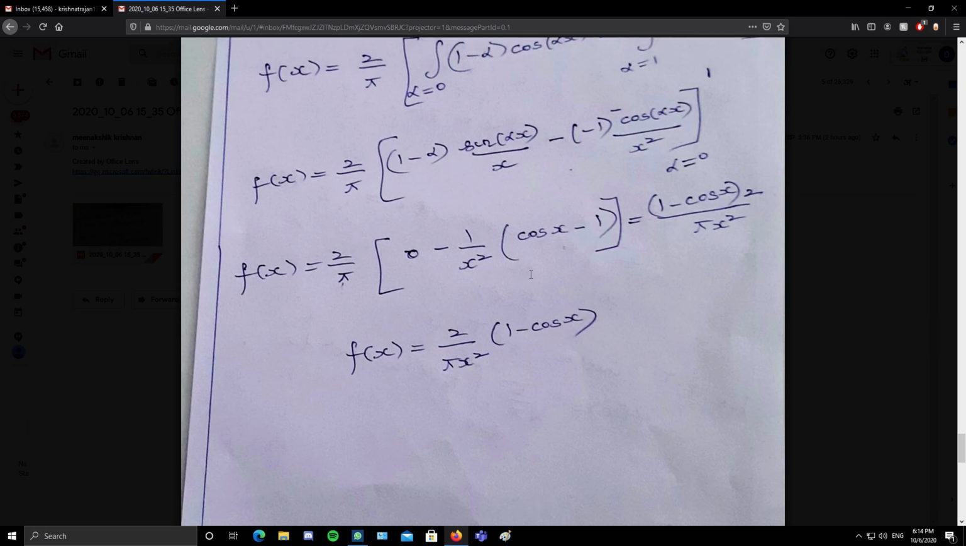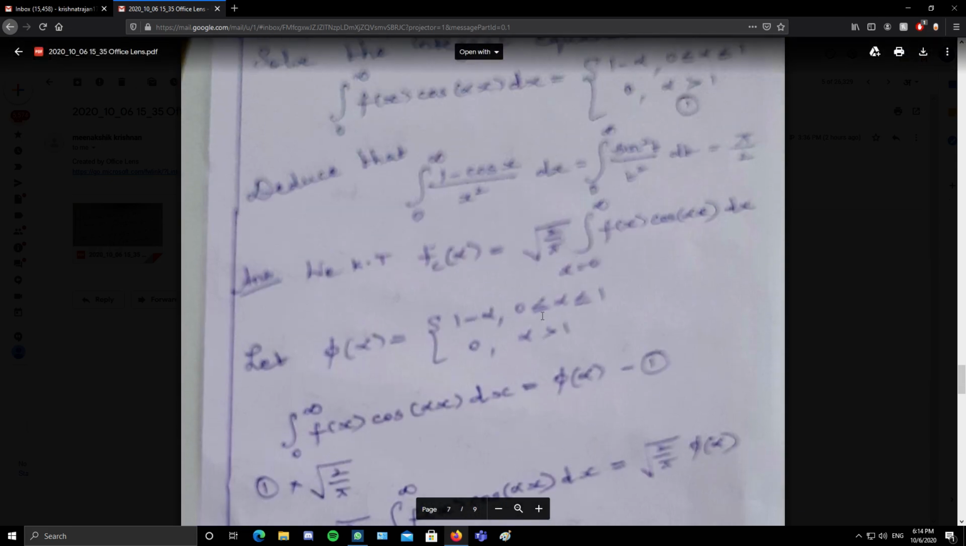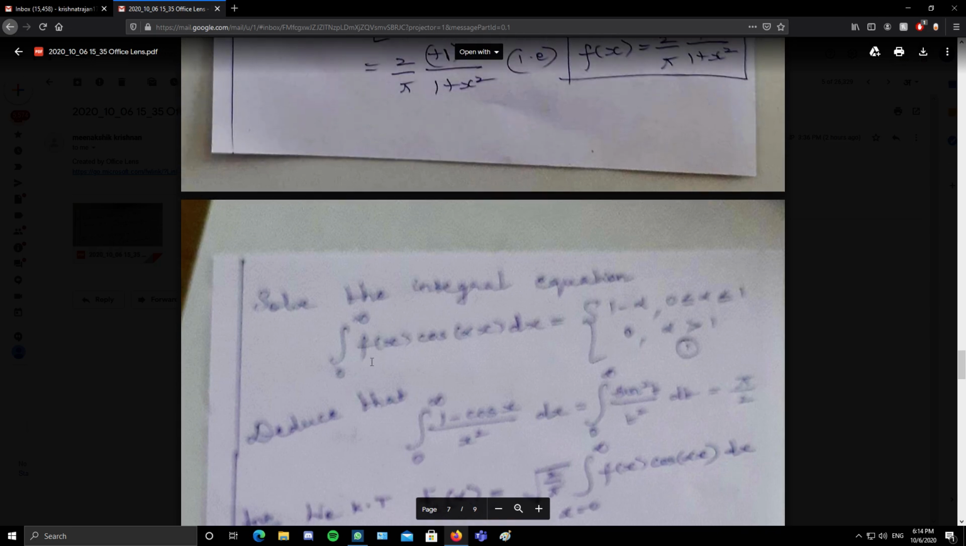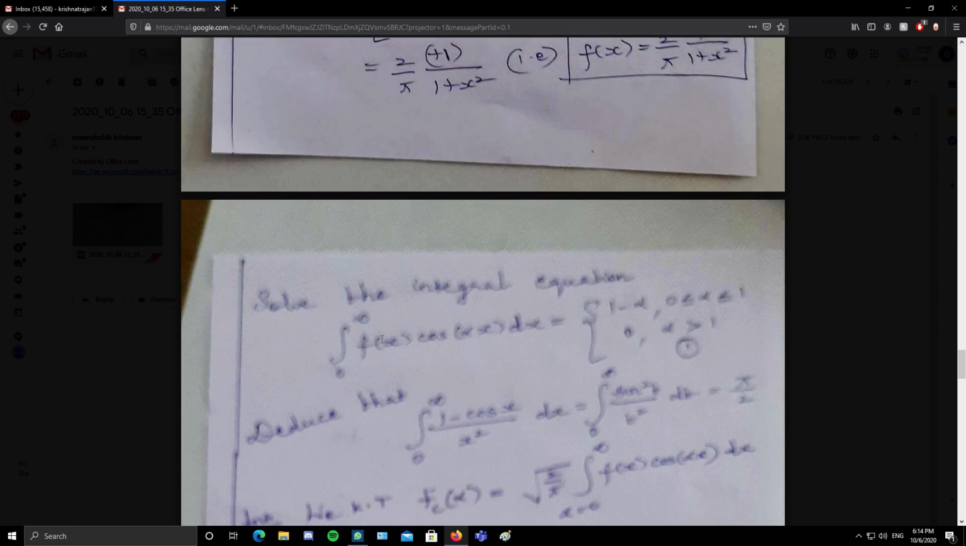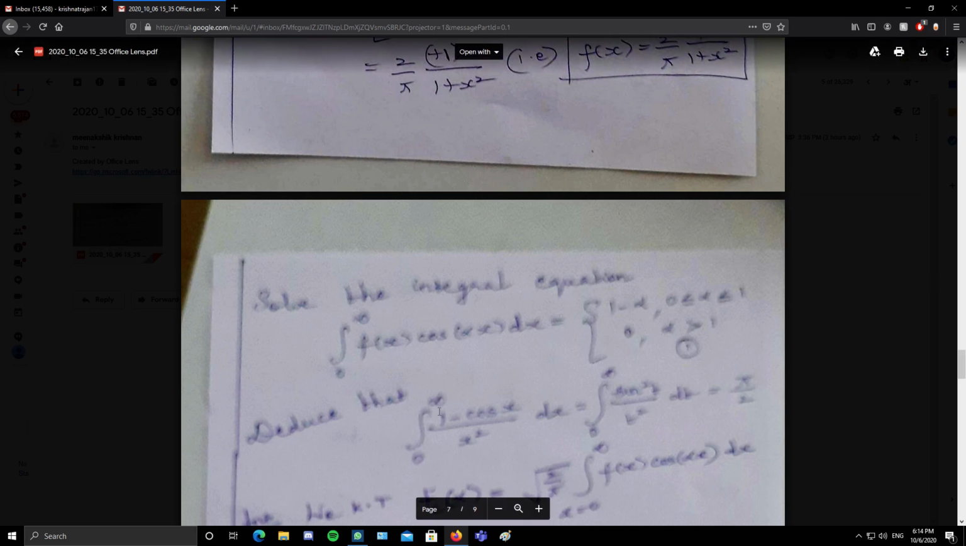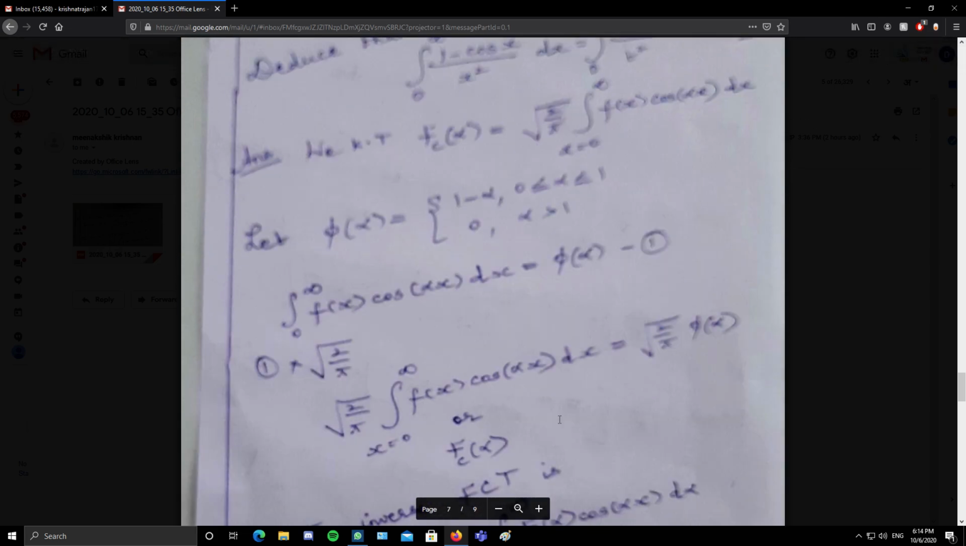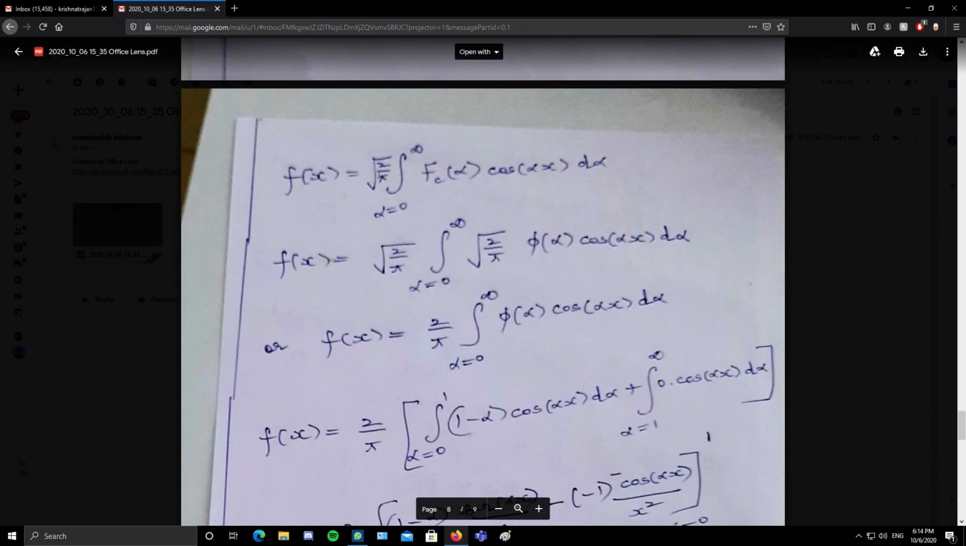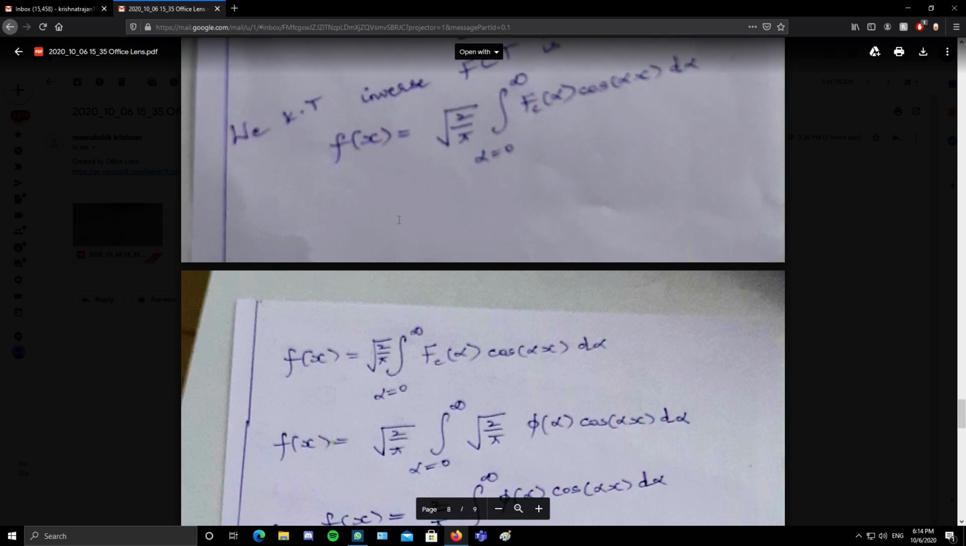So by solving the integral equation, what do we get? f of x equals 2 by pi x square into 1 minus cos x. So we have solved the integral equation and we have got f of x. Now what is asked? We are asked to deduce this result.